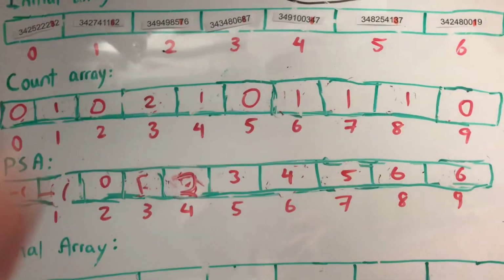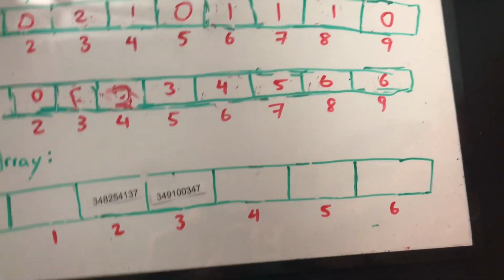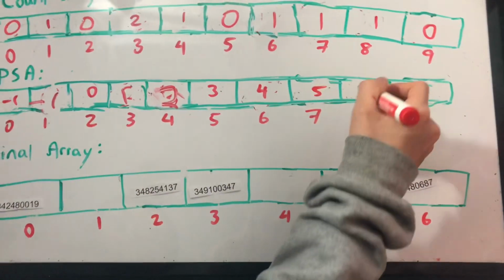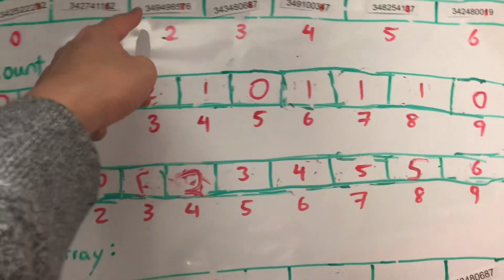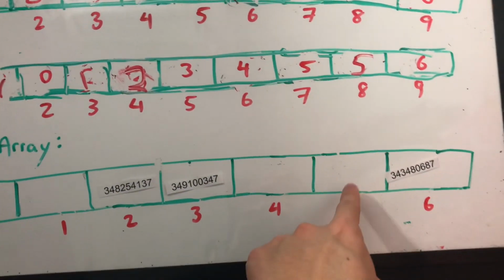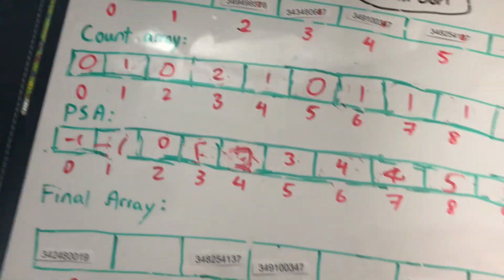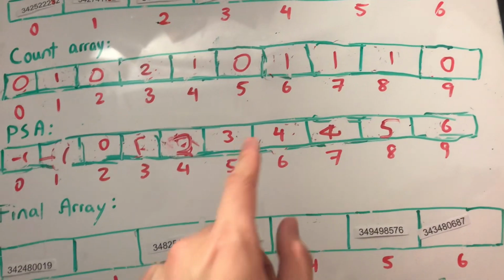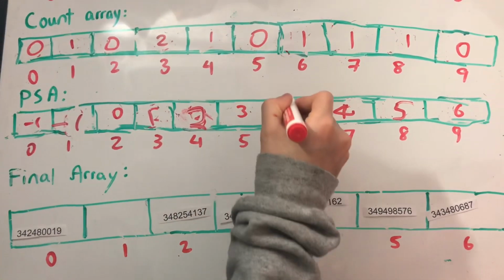Then element in position 3 belongs to bucket 8. So it points to position 6. We copy that over to position 6 and then subtract 1 from 8. Then element in index 2 belongs to bucket 7, which points to position 5. So we copy it here and subtract 1 from 7. Then the first element, index 1, belongs to bucket 6, which points to position 4. So we put that in position 4 and subtract 1 from it.